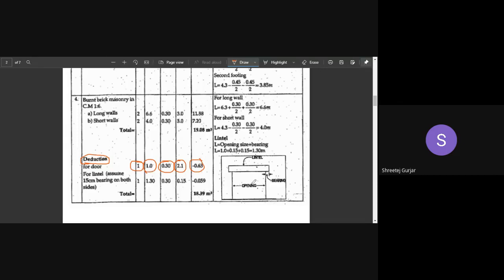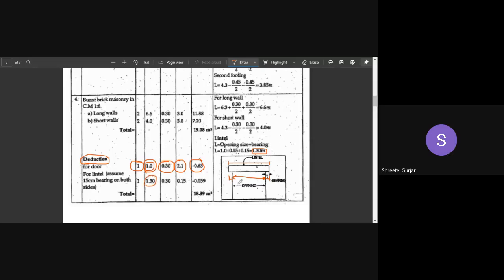This figure shows how a lintel is placed. This is your opening, suppose a door, this is your lintel, and this is the bearing that you have to provide. What is the length of this lintel? The door opening is 1 meter, and bearing is usually 15 centimeters, 0.15. So 0.15 plus 1 meter opening plus 0.15 on this side, the length of the lintel will be 1.3 meters.